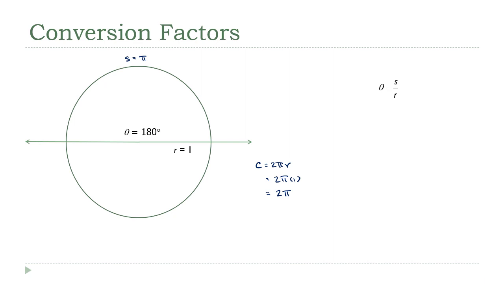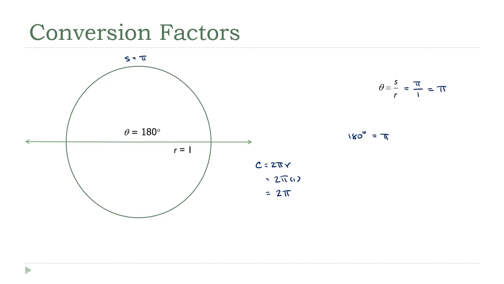All right, so now to get the angle measure in radians, I'm going to go to my formula over here. Theta equals S over R. Well, S is pi. We just calculated it. R is the radius of the circle. That's 1. So a half circle is equal to pi radians, or 180 degrees. And there's my conversion factor. 180 degrees is equal to pi radians.